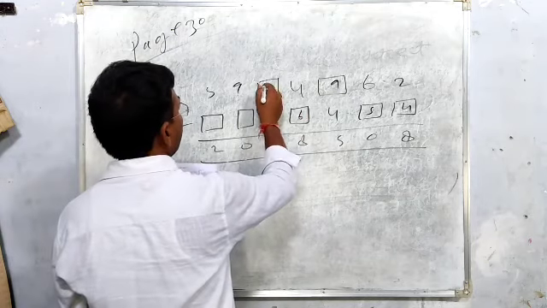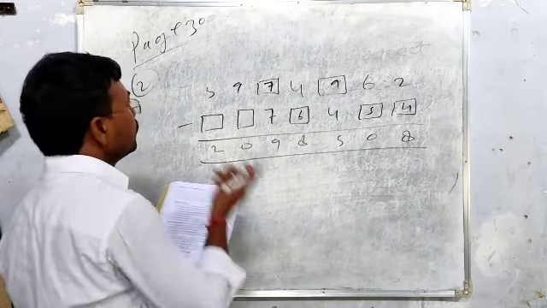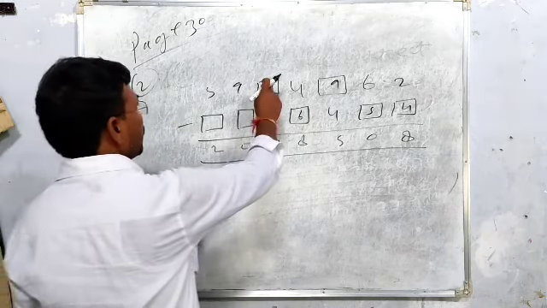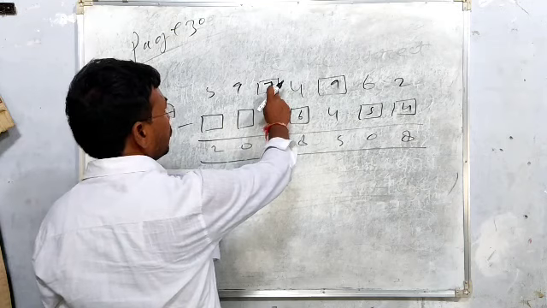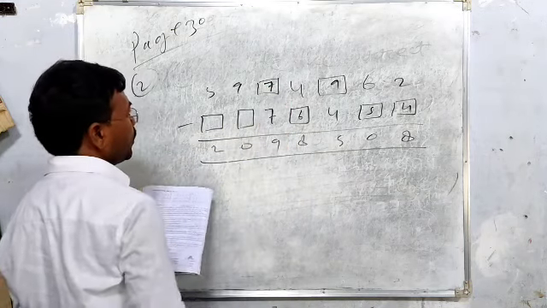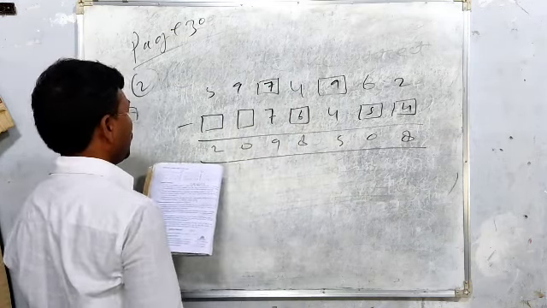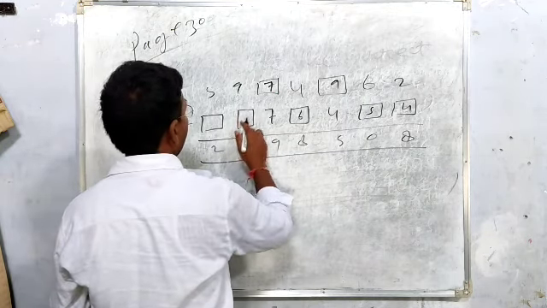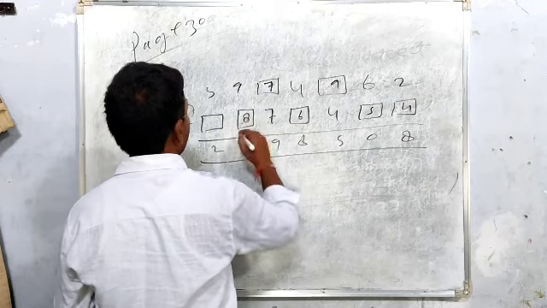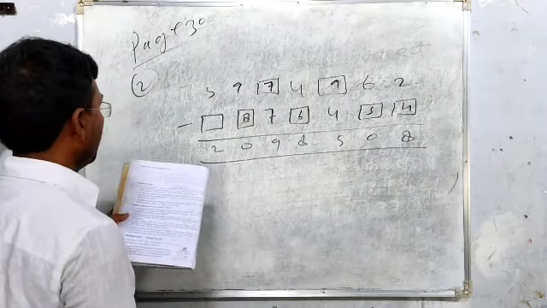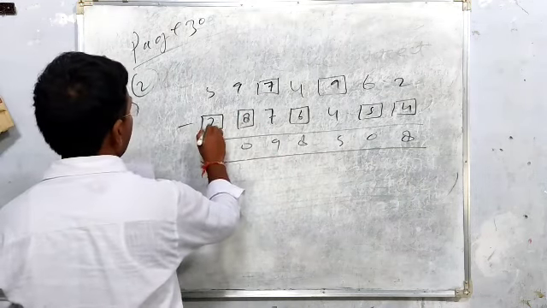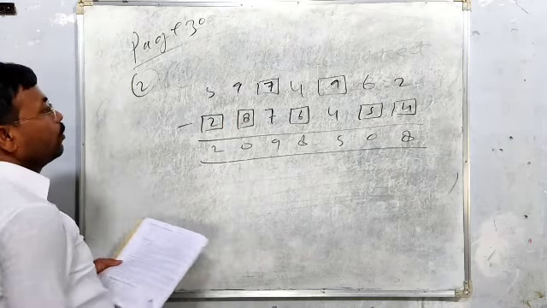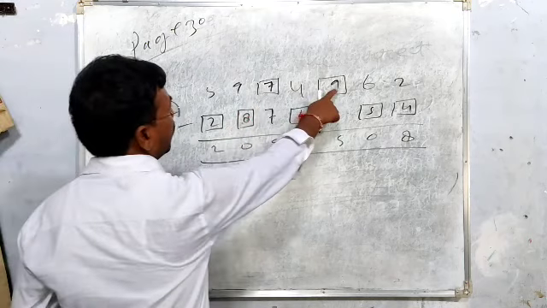And here should be 7, because here 6 is remaining. So 16 minus 7 is 9. So here should be 7. And then here will be 8. So write down 8 here. And here should be which number subtracted from 11 gives 2? 4 minus 2 is 2.